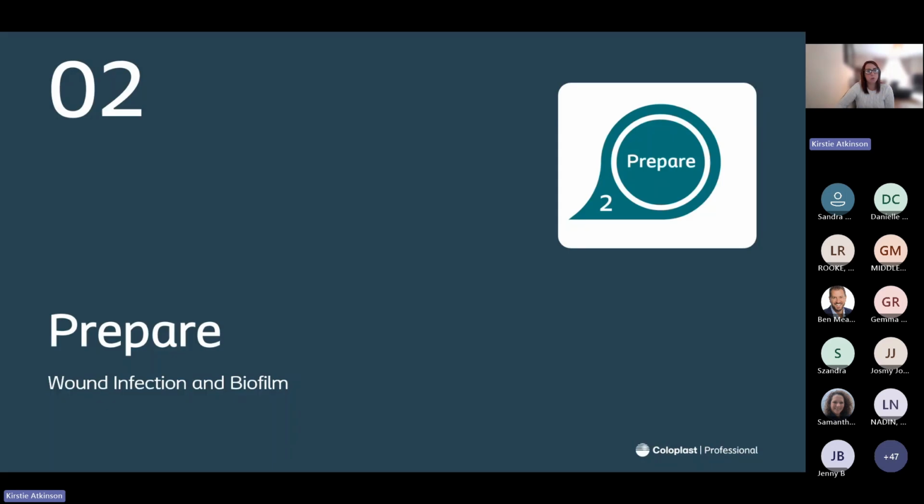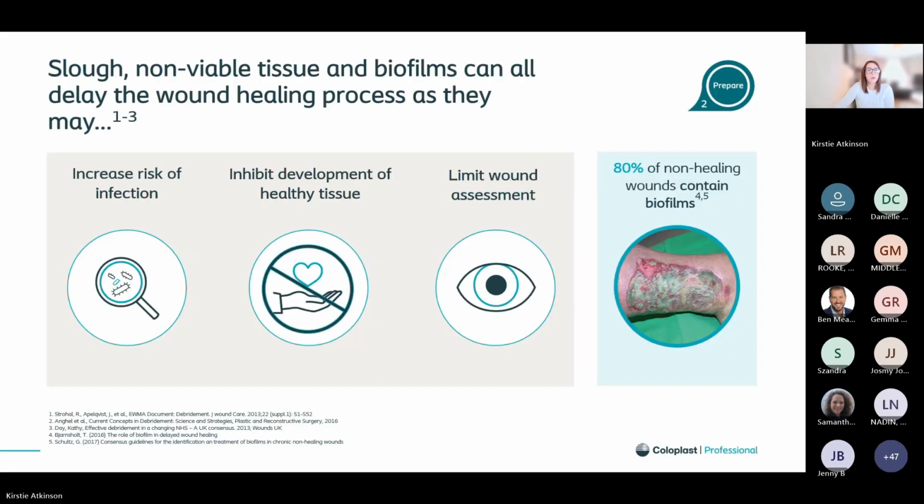So now we'll move on to prepare. Slough, non-viable tissue and biofilms can all delay wound healing, as they can increase the risk of infection, inhibit the development of healthy tissue, and also limit your wound assessment. There are times when we've gone to assess a wound and it's been 100% covered in slough, but once we've started wound preparation and the slough started to come away, we can see some actual granulation tissue in there, and that changes our treatment objectives as well.